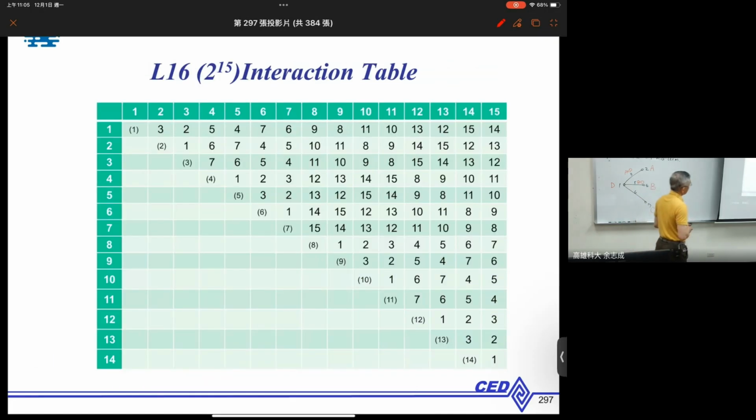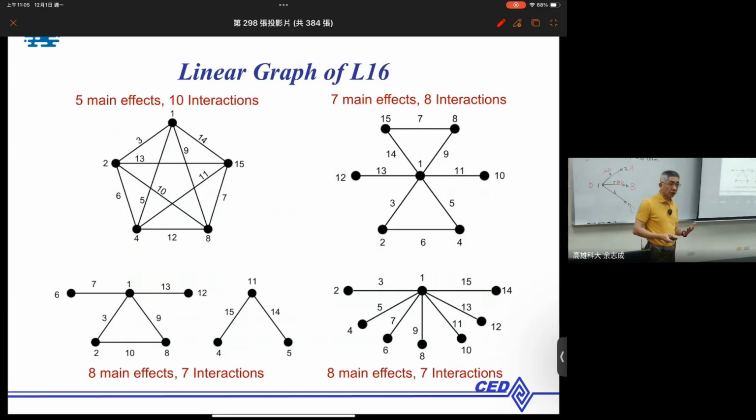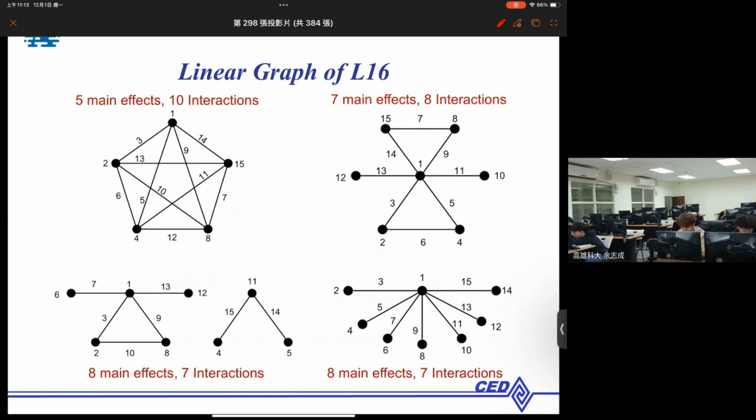This is another example of the L16 interaction table. Right? This is the interaction table, and you can also find the linear graph. And you will know that L16 is a two-level orthogonal array. Okay? All right. Let's take a 5 minute break and come back later.